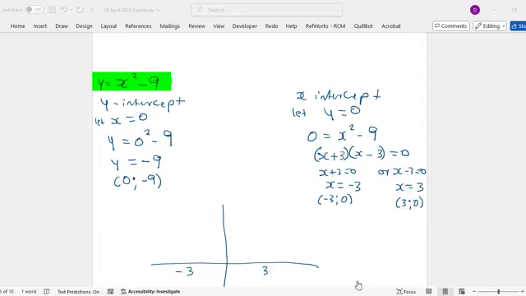So you're asking about the y-intercept or the x-intercept? What I highlighted in green. I'm looking for the coefficient of x squared.